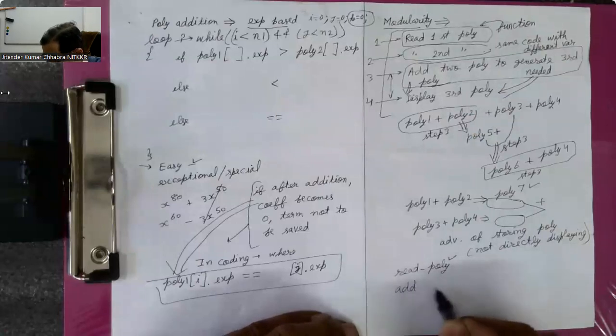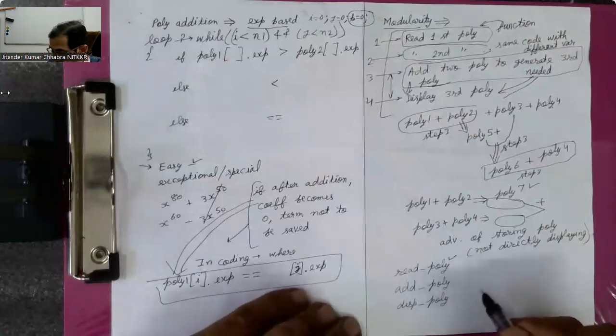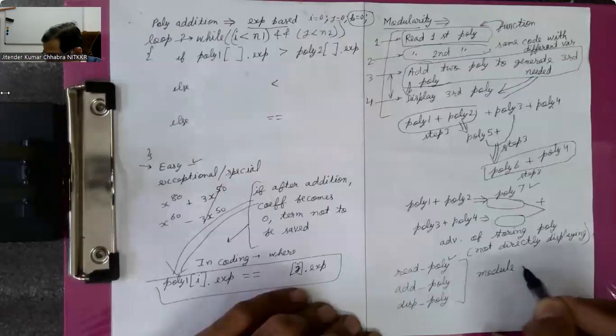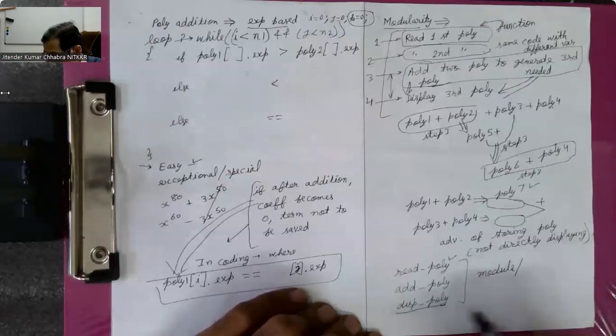Similarly, I can think of having add poly as another module, and display poly can be another module. All of these modules should be reusable, and they will definitely be useful. Even the display module can be useful, because through it I can display not only poly 3, but also, if I want to ensure I have read poly 1 correctly, I can use display poly to display poly 1, or maybe poly 2 also.